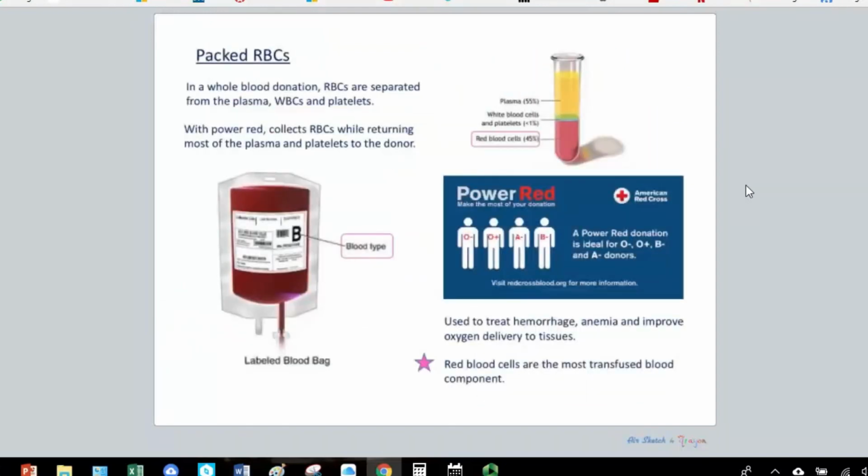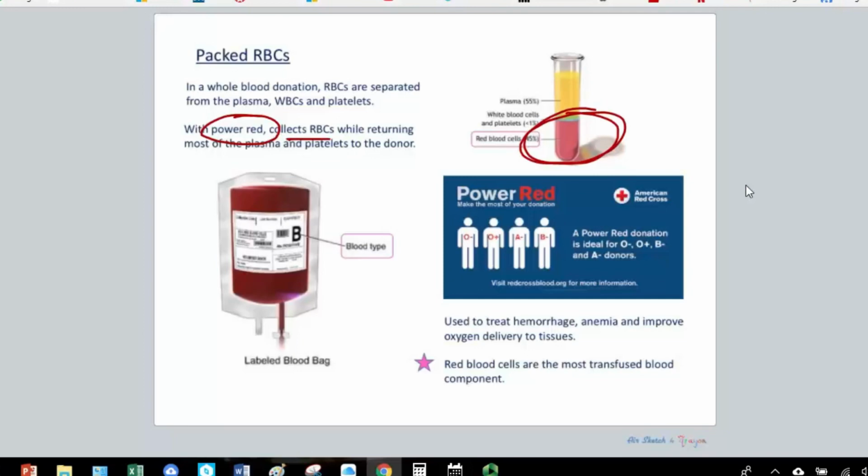And then we get to the packed red blood cells, and they're called packed red blood cells because they're all packed down there. And that's all we have. This is only packed red blood cells in there. There's not plasma, there's not white blood cells, anything like that. So to collect red blood cells, if you give a whole blood donation, then they can separate the red blood cells like so. There's also a method called Power Red that collects red blood cells while returning most of the other components to the blood.